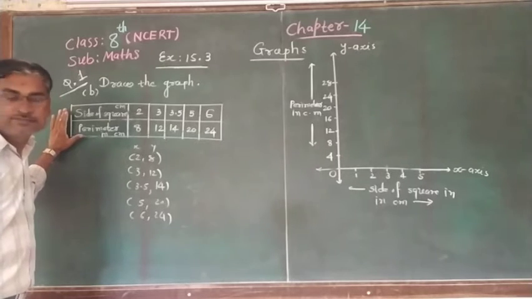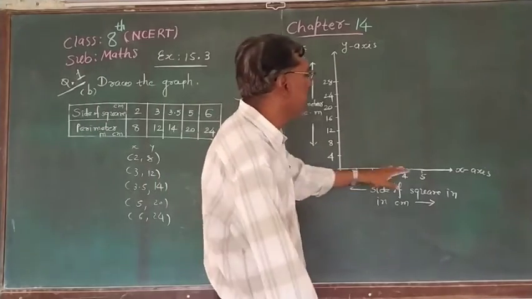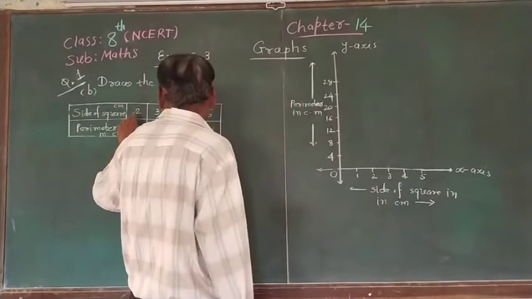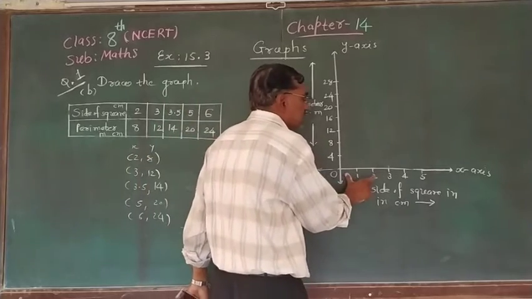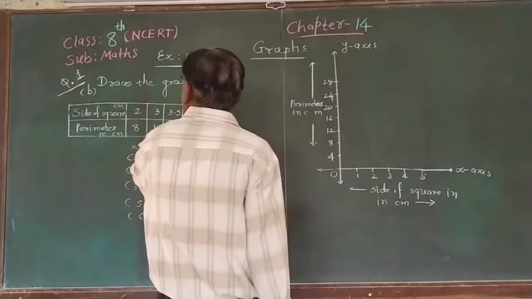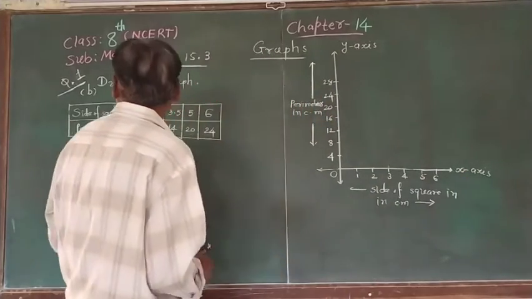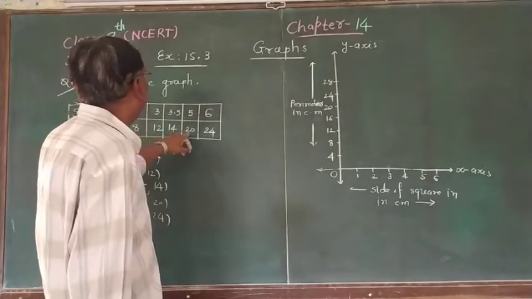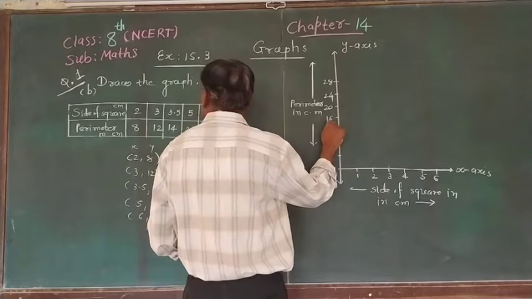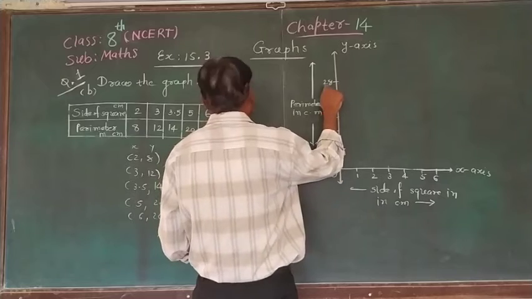Understand the question very well. Now we are going to draw the graph. To draw the graph, draw the x-axis and y-axis. This is the origin. Okay, the side of the square starts from 2, but we cannot start directly from 2. So 1, 2, 3, 4, 5, and we also need 6, so we can write 6 also here. Perimeter is 8, 12, 14, 20, 24, so we can write 4, 8, 12, 16, then 20, 24, 28.